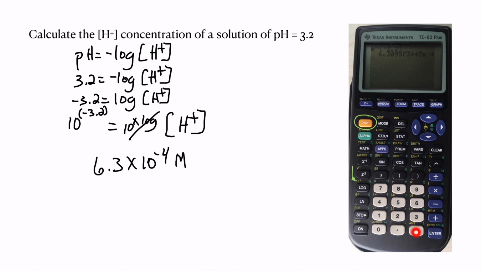Next, plug in negative 3.2, close the parenthesis, hit enter, and notice that we get about 6.3 times 10 to the minus 4.